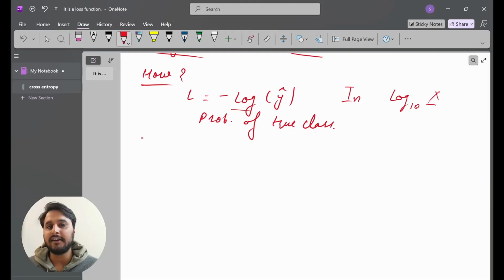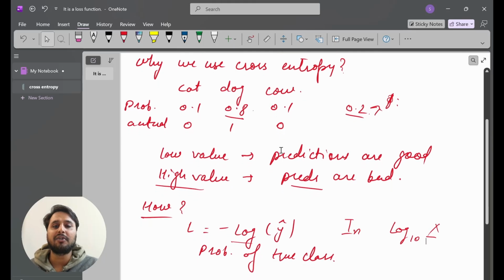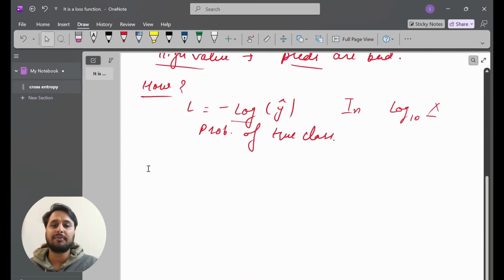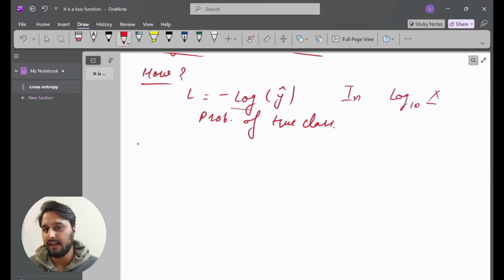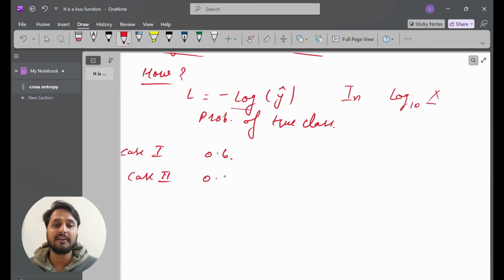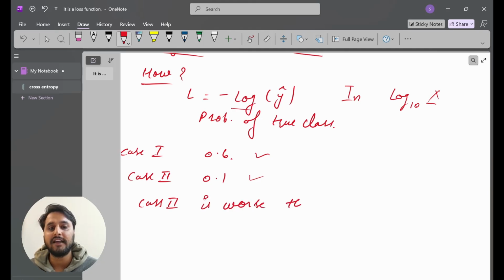So let's consider two scenarios. Let's take the same example, cat, dog, cow. But in this case, let's suppose we are running two models. The first model is giving us the probability for the dog word as 0.6, and in case 2, the second model is giving the probability for the dog word as 0.1. Now we have these two probabilities, but case 2 is worse. Case 2 is worse than case 1.